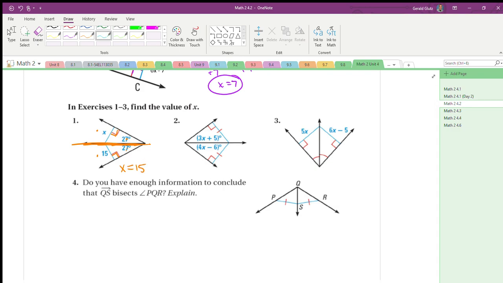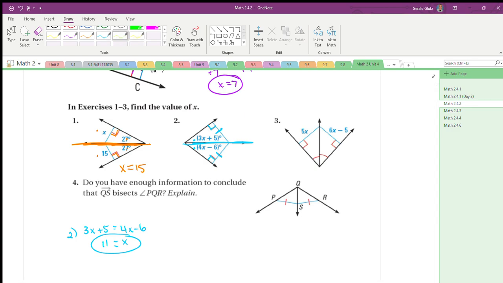Number 2, this segment and this segment are congruent, and we got 90-degree angles. So this must be a bisector. So then what does that tell us about these two angles? They have to be congruent. So I'm going to do number 2 down here. That means 3x plus 5 has to be equal to 4x minus 6. So we just solve for x. I'm going to do 2 steps in one. I'm going to add 6 to both sides, I get 11, and subtract 3x on both sides, so I get x. So x equals 11.